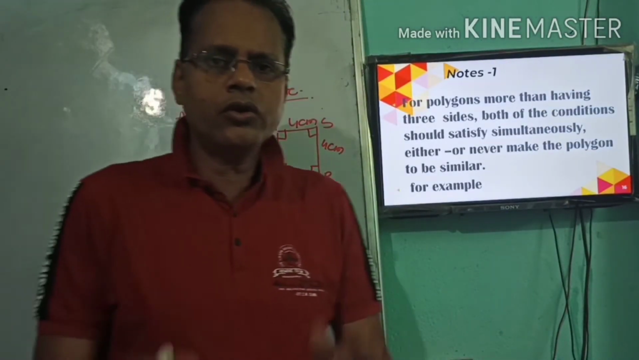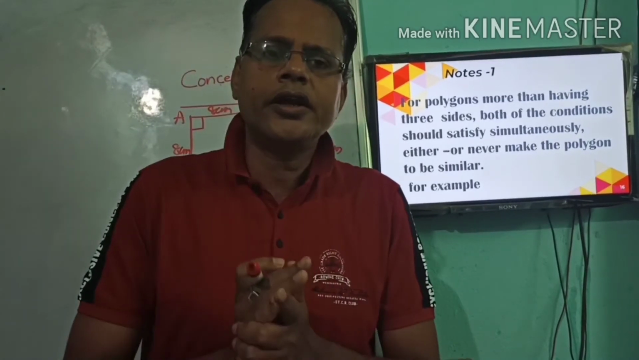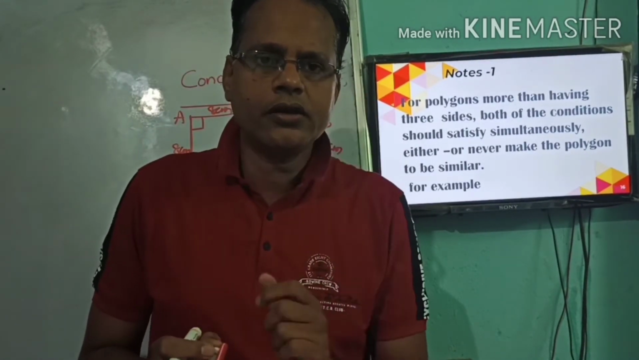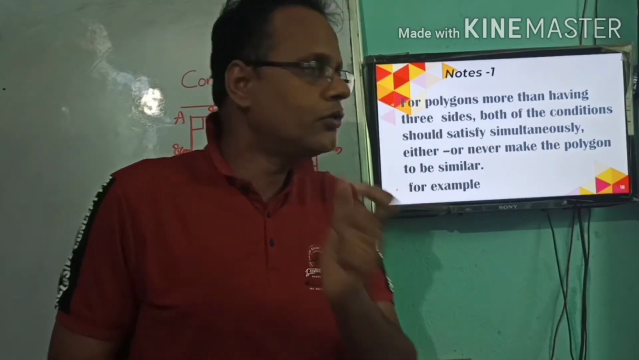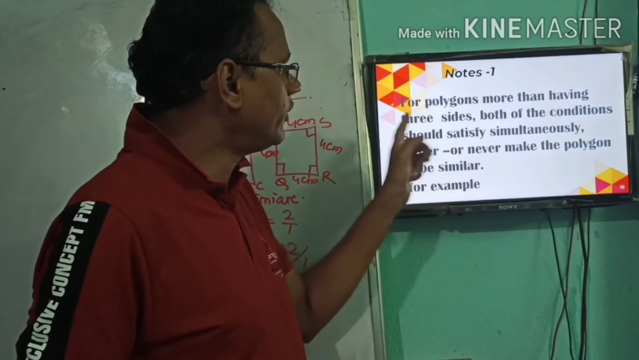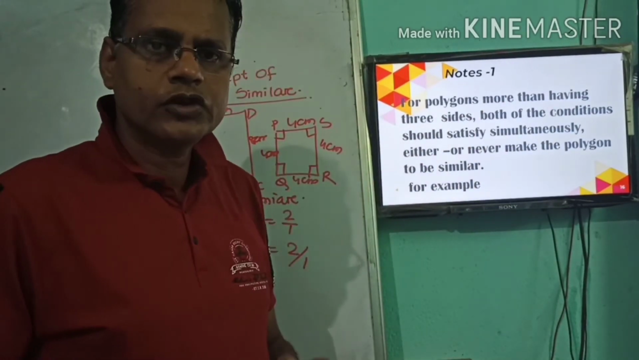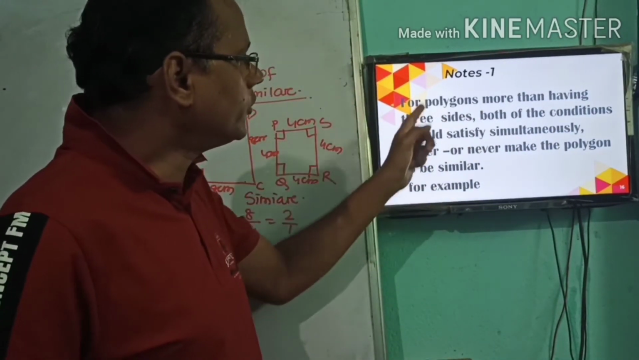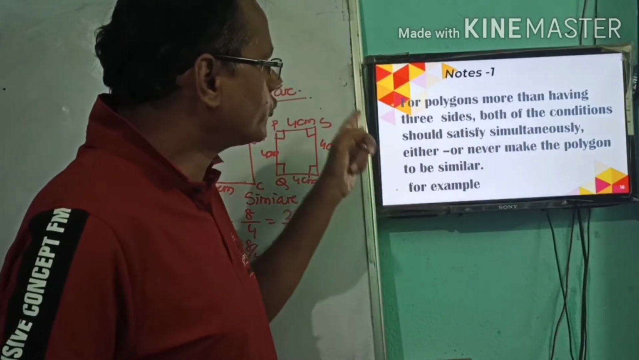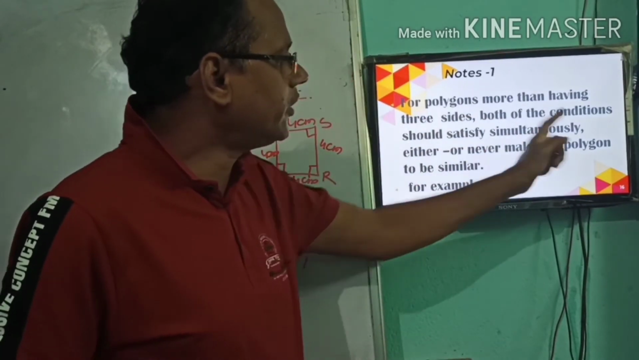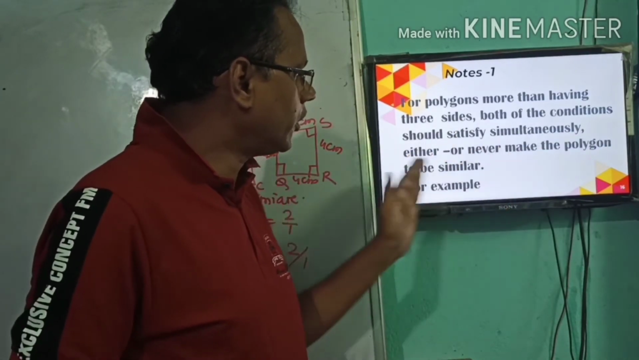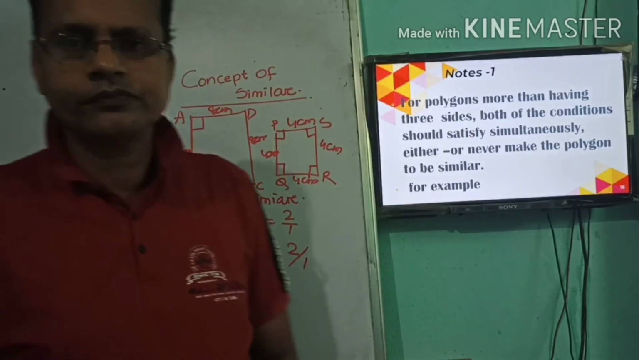Now you see, there is a certain note I want to tell you regarding the similarity of polygons and triangles. A certain basic difference is there. The first note says: for polygons having more than three sides, both of the conditions should be satisfied simultaneously. Either-or never makes the polygon similar.